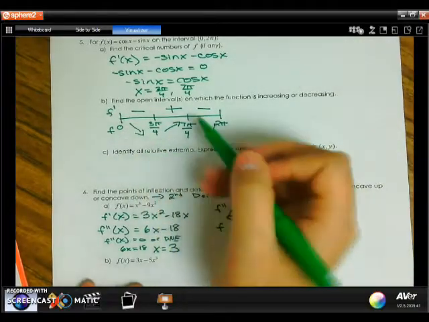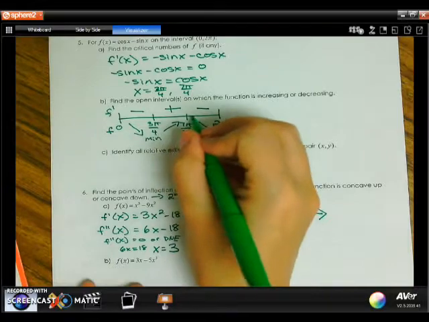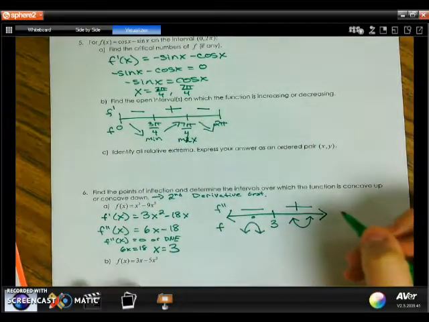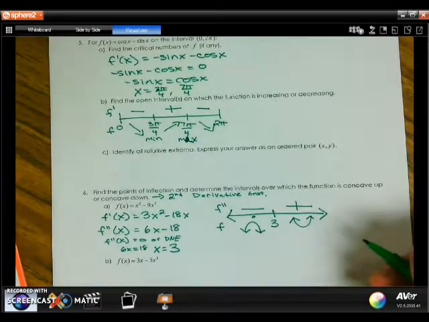So if you're decreasing and then increasing, that means that this guy here is going to be a minimum. And if you're increasing then decreasing, that means this one here is going to be a maximum. Sorry, that got a little messed up there. So that's a maximum there.